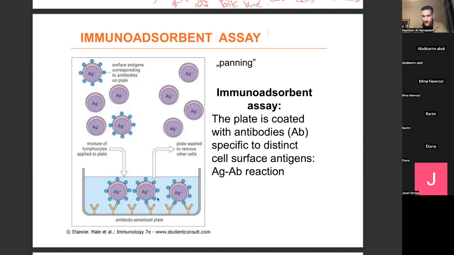Because isn't this just like panning, what they mean? Because you wash it off, and I think it's just a synonym for the immunoadsorbent assay, isn't it? That's the only thing that comes to my mind, because I also Googled it, and it's also talking about lymphocytes, like some tests with lymphocytes, so it would be just this, I think.